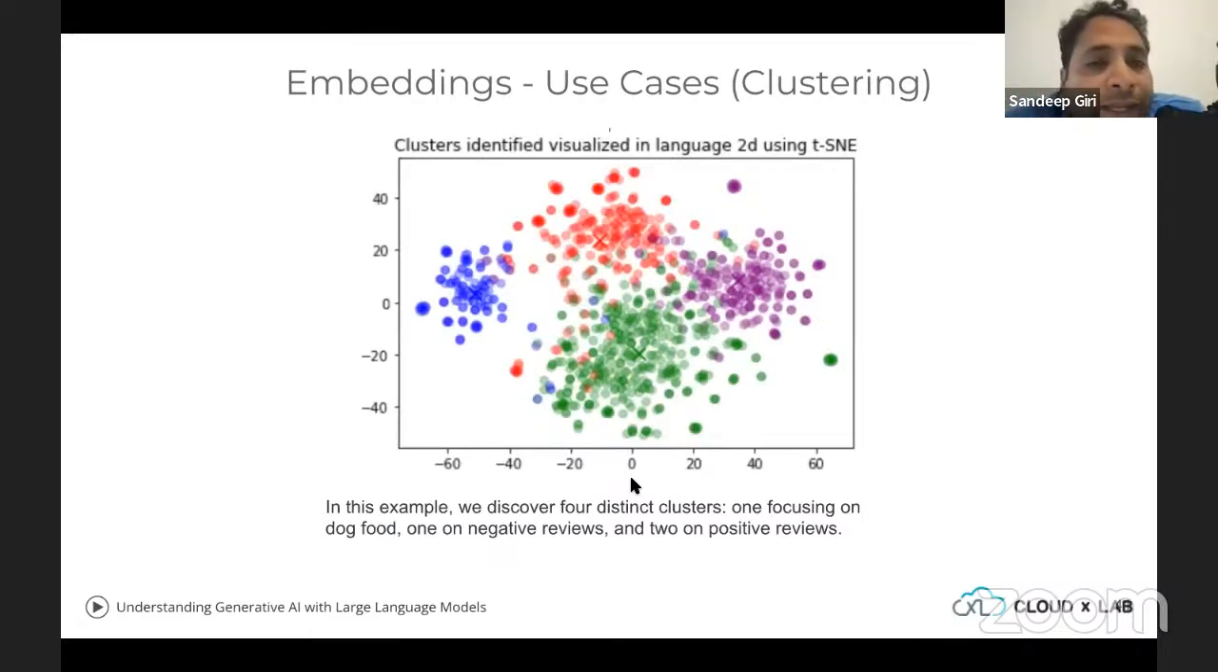Similarly, in the same way, you can utilize embeddings to do unsupervised machine learning, such as clustering. So what you can do is take all the sentences of people, plot them, and then do the clustering. Or even without plotting, you can apply algorithms such as k-means and so on, and figure out which belong together. In this example, we discovered 4 distinct clusters. One focusing on dog food, another on negative reviews, and another on positive reviews. This is from Amazon reviews.